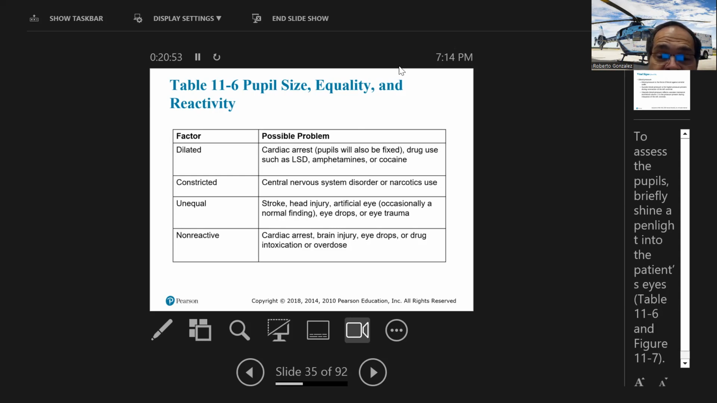Non-reactive: cardiac arrest, brain injury, eye drops, or drug intoxication or overdose.